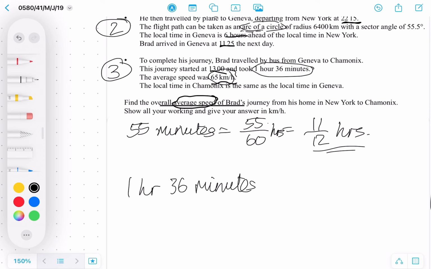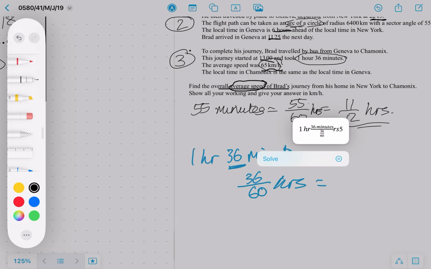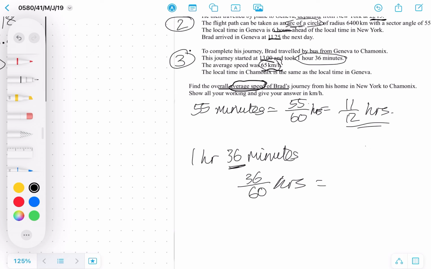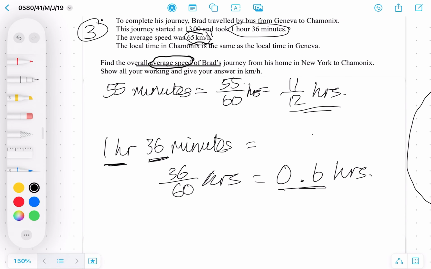But we need to convert this to a decimal to be able to work with multiplying. So 36 minutes. To convert that to hours, we do the same thing that we did up here. So 36 divided by 60, so 36 minutes is equal to 36 divided by 60 hours, which is equal to 0.6 hours. So 36 minutes is 0.6 hours, and 1 hour, we just simply add that on to 0.6. So 1 hour 36 minutes is equal to 1.6 hours.